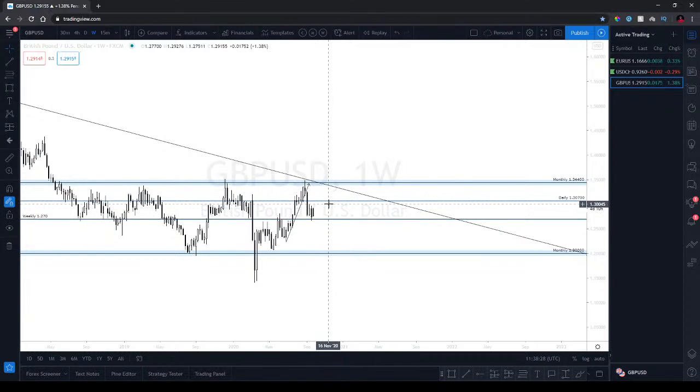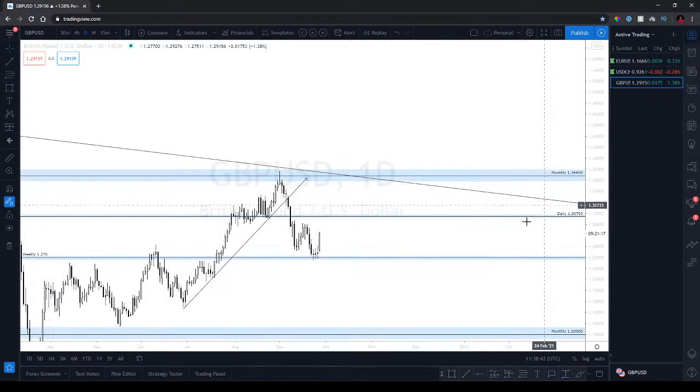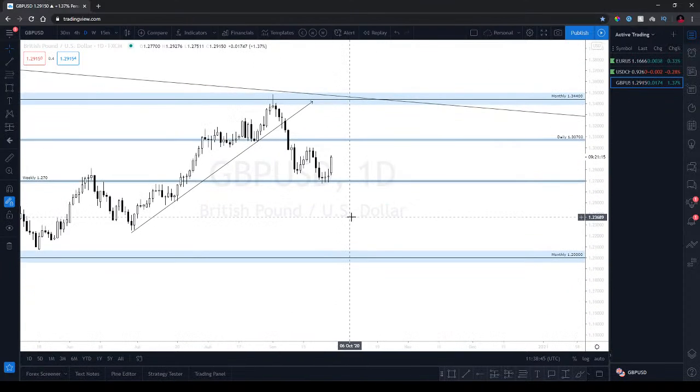We're looking for a retracement up to the daily level, and then looking for it to possibly continue down, possibly back down to that monthly level. That's where I want to set my target, but I want to see some confirmation that we're actually going to make our way down there.